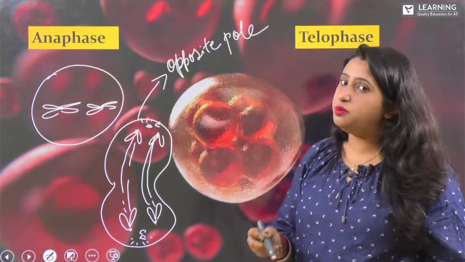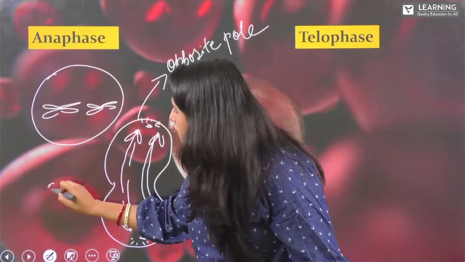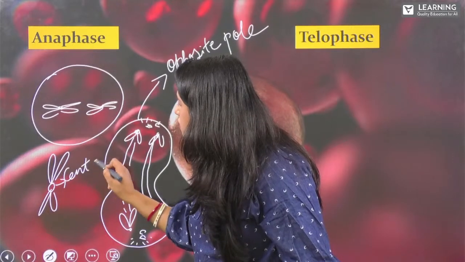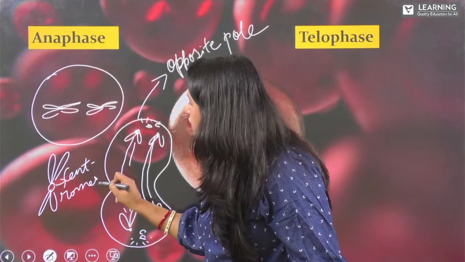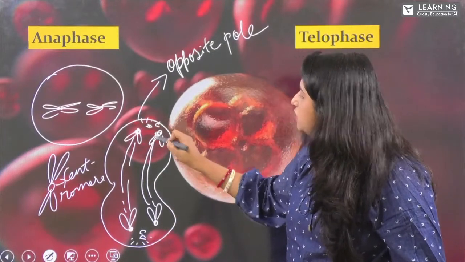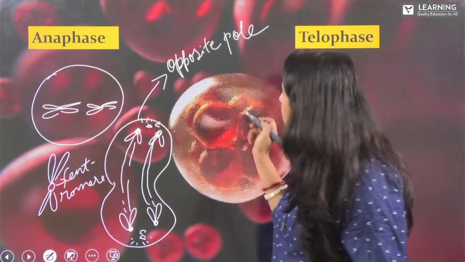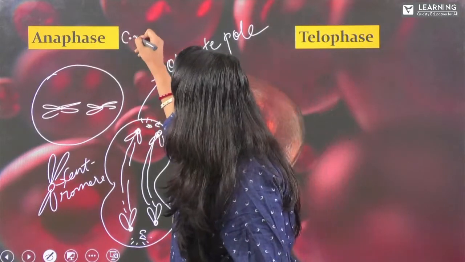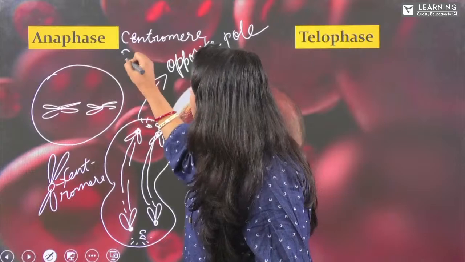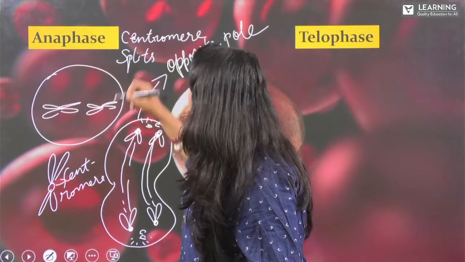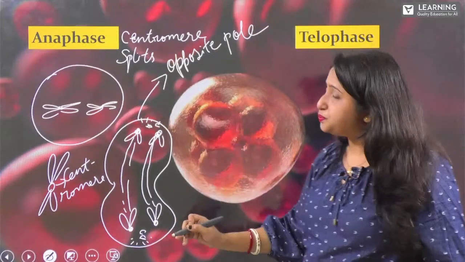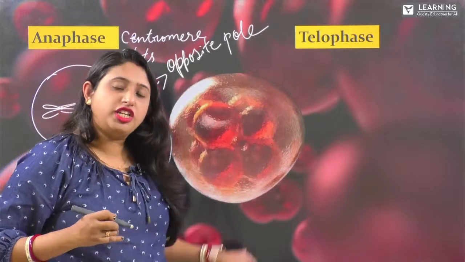So what happens here? Basically, this is the centromere, okay. This is a chromosome, isn't it? So here, this is the centromere. So as you can see, this centromere is splitting, isn't it? So the splitting of the centromere takes place. What happens in this phase? The centromere splits here, all right? So that is the splitting of the centromere. So this is how the arrangement of chromosomes takes place in anaphase.